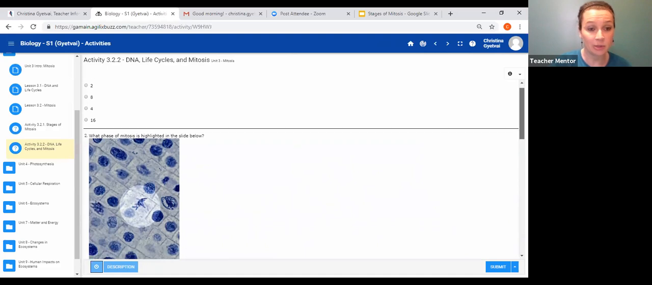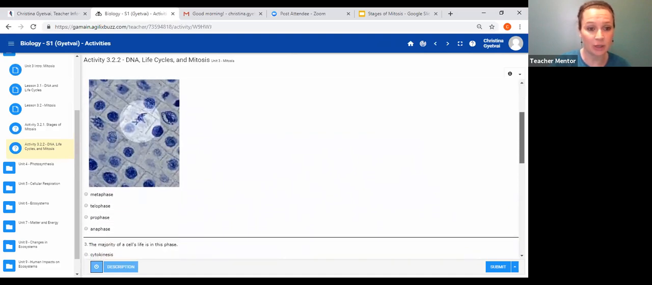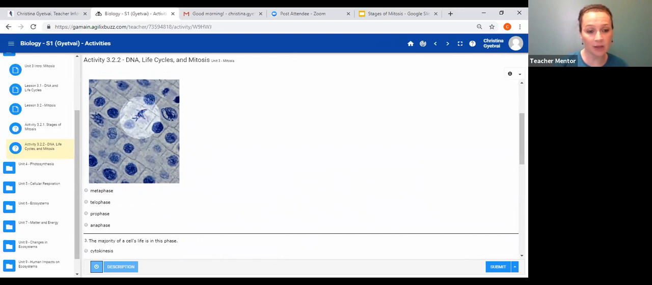All right, what phase of mitosis is highlighted in the slide below? Is that going to be metaphase, telophase, prophase, or anaphase? What do we think? I believe since it looks like all the chromosomes are lining up in the middle, I would call that metaphase.